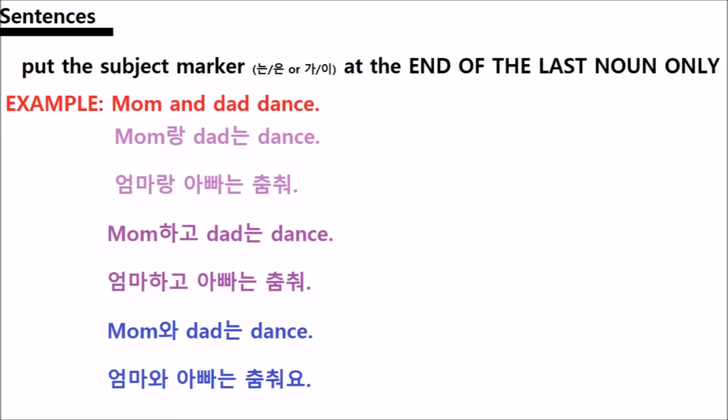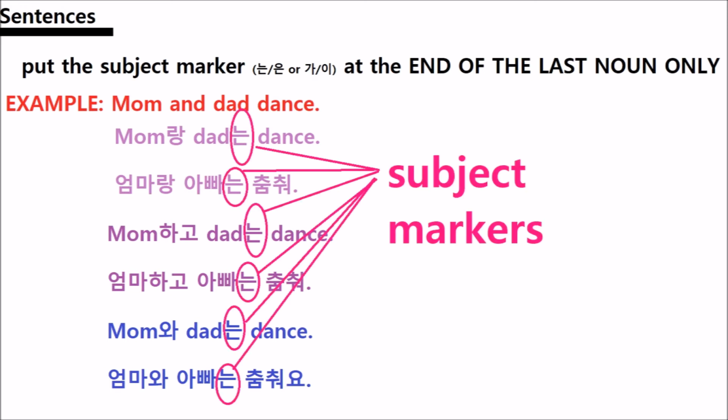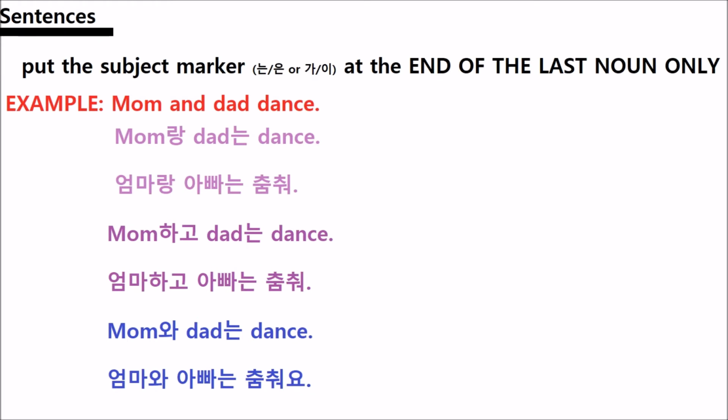Now let's make sentences. If you're using mom and dad as the subject of your sentence, you put the subject marker at the end of the last noun in the list only. So it looks like this. Mom 랑 dad는 dance. 엄마랑 아빠는 춤춰. Mom하고 dad는 dance. 엄마하고 아빠는 춤춰. Mom와 dad는 dance. 엄마와 아빠는 춤춰요.